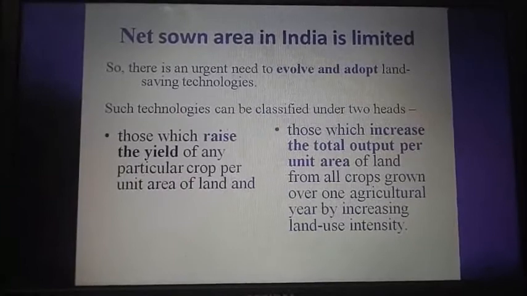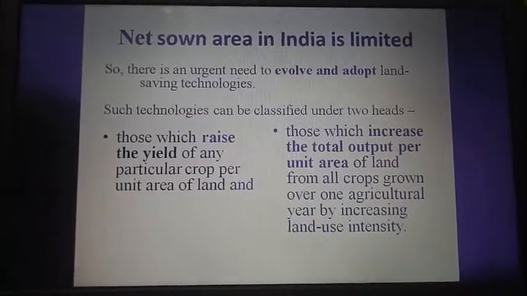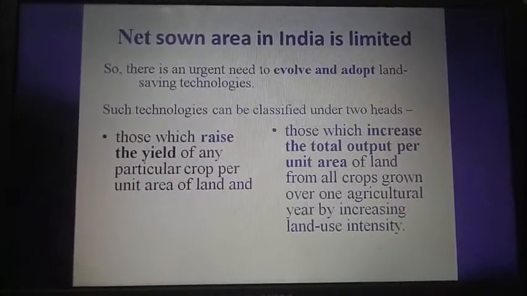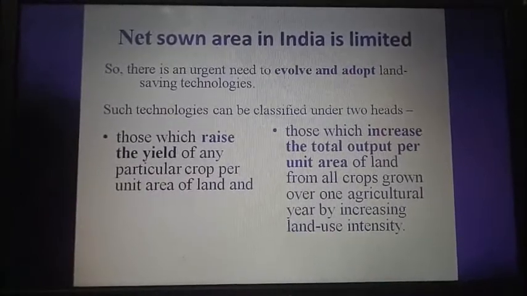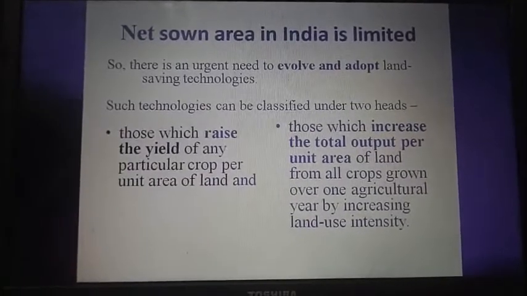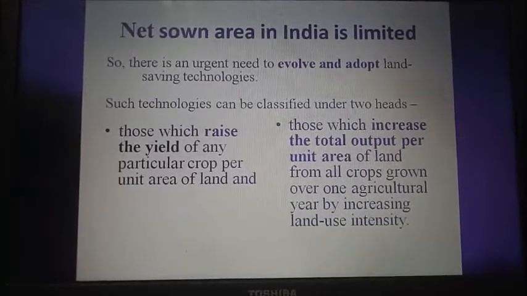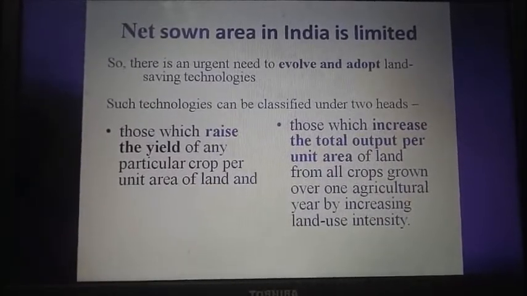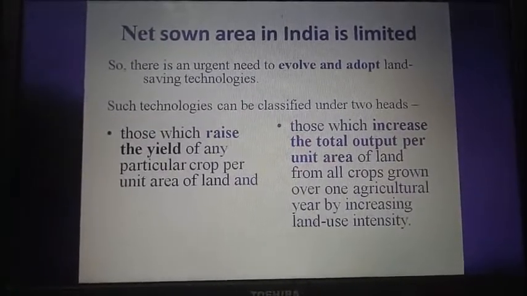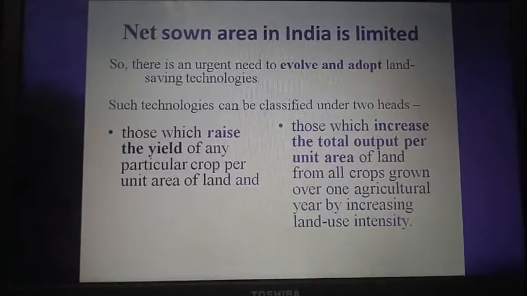But with the increase in population, with the increase in demand for food, there is an urgent need to evolve and adopt land saving technologies. Such technologies can be classified under two heads: those which raise the yield of any particular crop per unit area of land, and secondly, those which increase the total output per unit area of land from all crops grown in one agricultural year by increasing the land intensity.